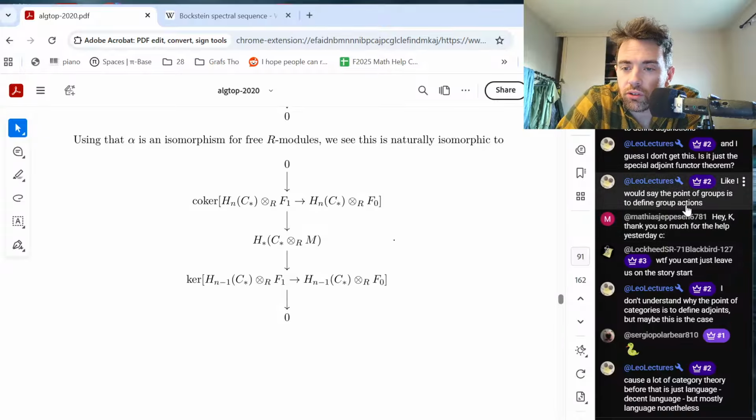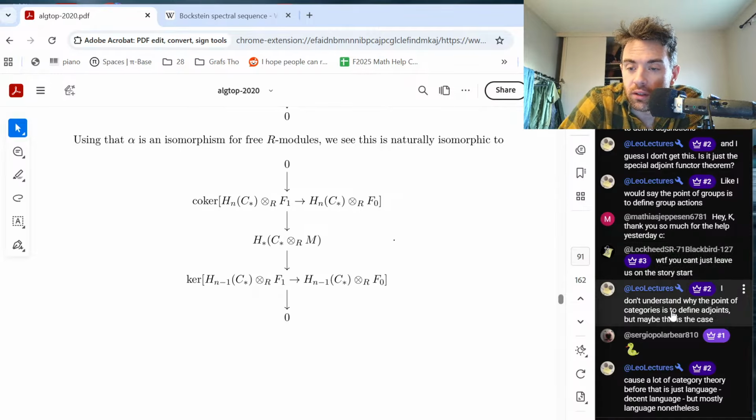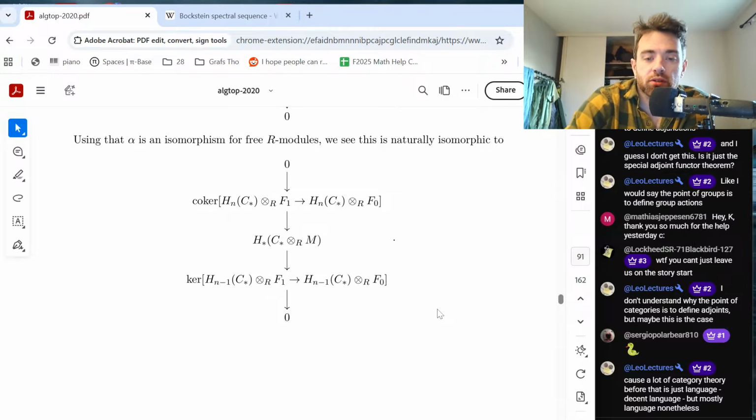Yeah, no problem, Matthias. Like you would say the point of groups is to define group actions. I would agree with you. You don't understand why the point of categories is to define adjunctions? I'm not sure if I would agree. I mean, the story I've been told, which makes sense to me, is that originally it was to try and capture the notion of natural transformations. I mean, adjunctions are awesome, and they're everywhere.